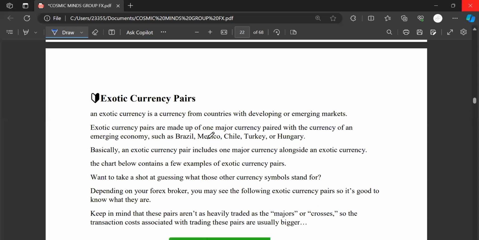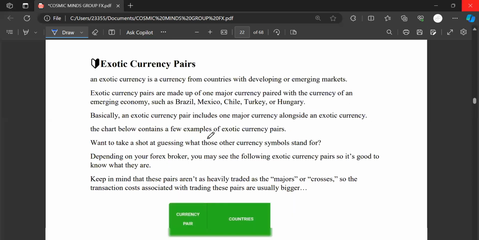And then we are going to look at the exotic ones, exotic, right? An exotic currency is a currency from countries with developing or emerging markets. They are now emerging, right? Like developing countries, let's use that scenario. But they are now coming up, right? Getting popular and then getting traded. Getting the attention.